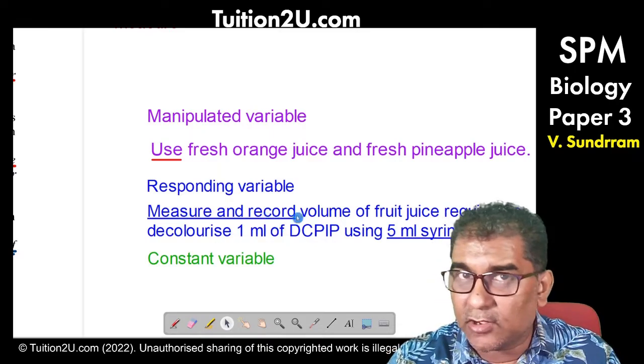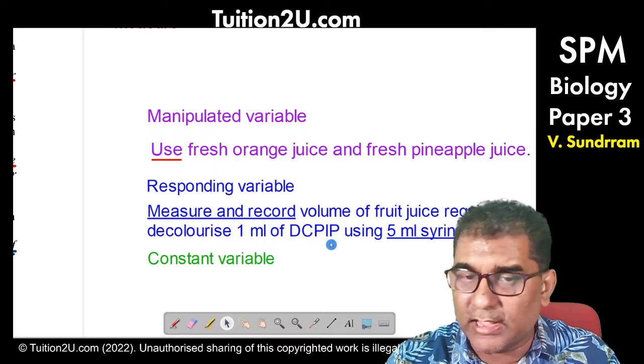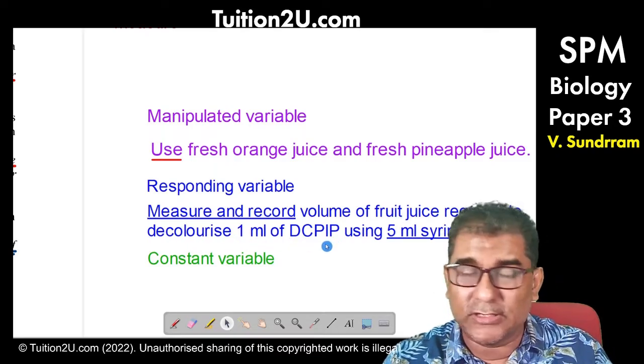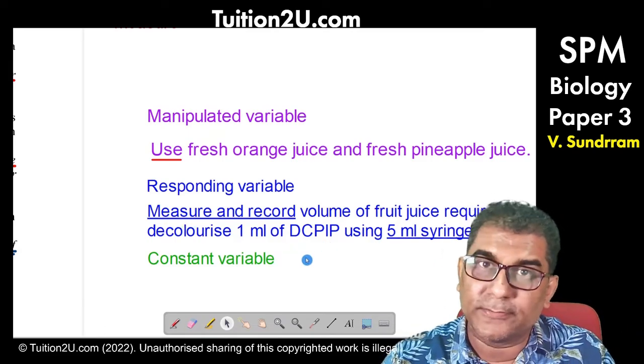So measure and record volume of fruit juice required to decolorize 1 ml of DCPIP. That one you already know, we saw in the question. But the keyword, measure and record.